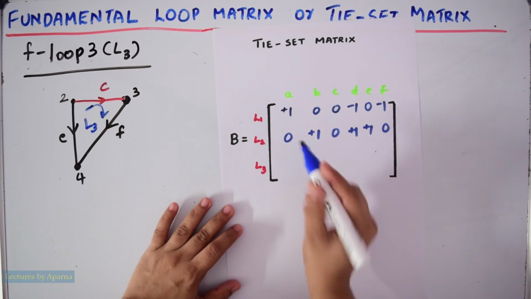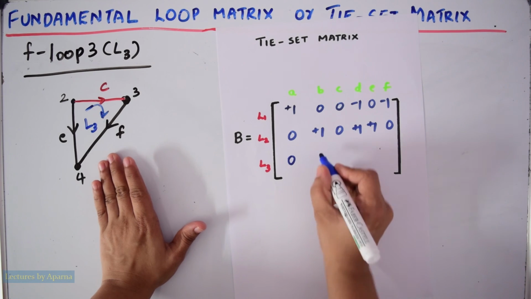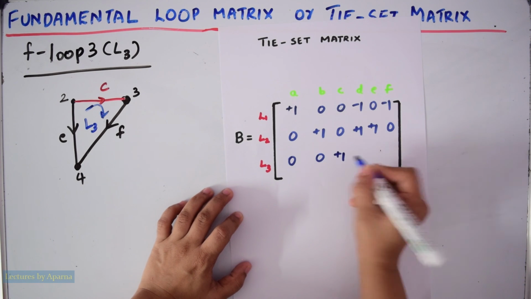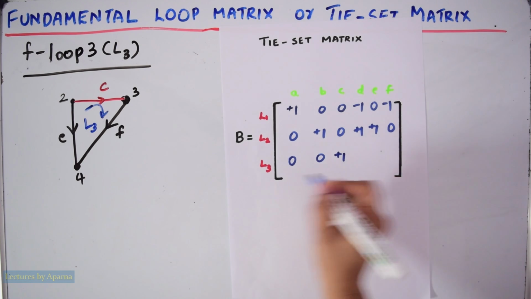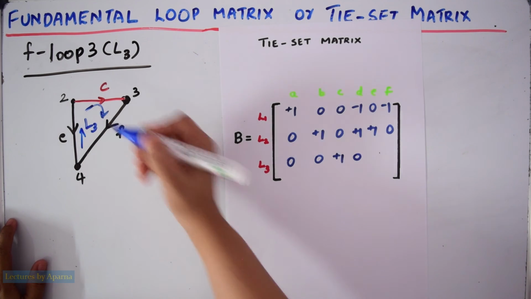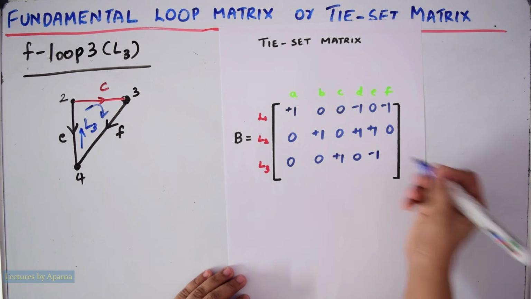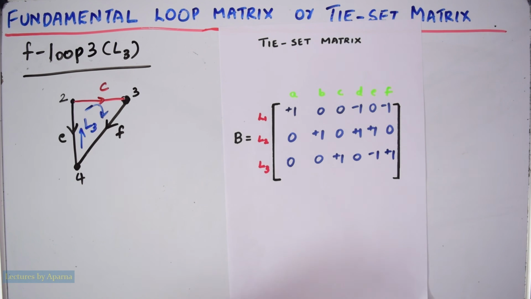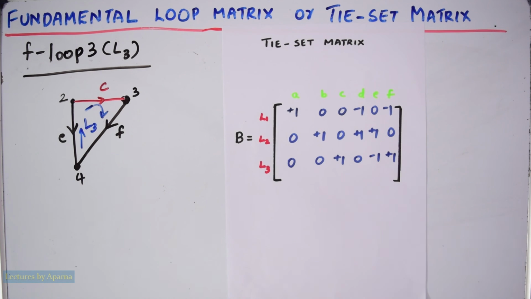So branch A is not there, so 0. Branch B is also not there, 0. Branch C is in the same direction as the loop. So +1. Branch D is not there, so put 0 here. Branch E is in the opposite direction. So minus 1. Branch F is in the same direction. So plus 1. This is the tie-set matrix that we get for the tree that we chose. So this is how you write the tie-set matrix.